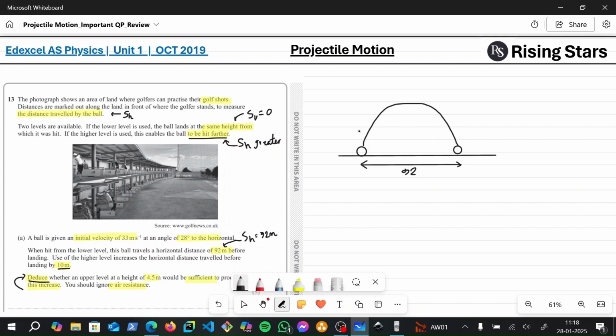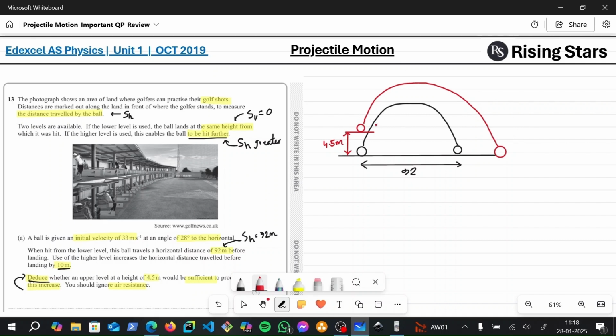All right, then we have the higher level. Let's use a different color for the higher level. This is the ball at the higher level, and this is the level it is at, and this is 4.5 meters high from the ground. All right, and the projectile of this ball will look something like this, as they claim that this ball will land farther away. This ball will land farther away than the previous ball.